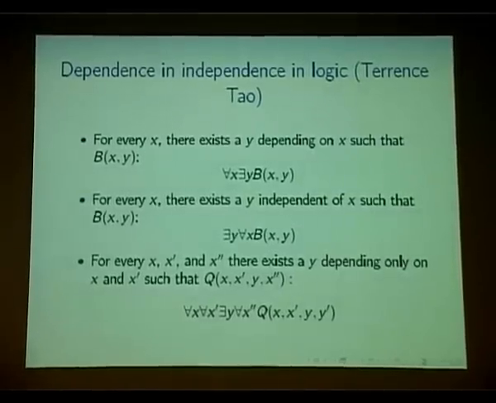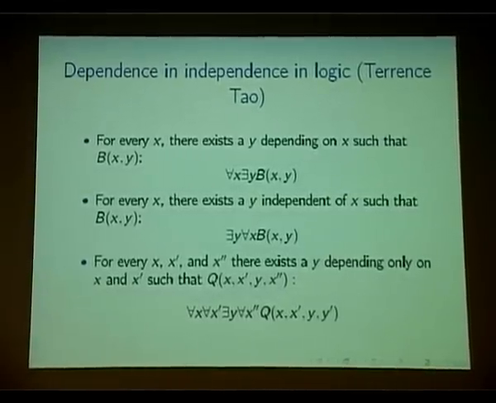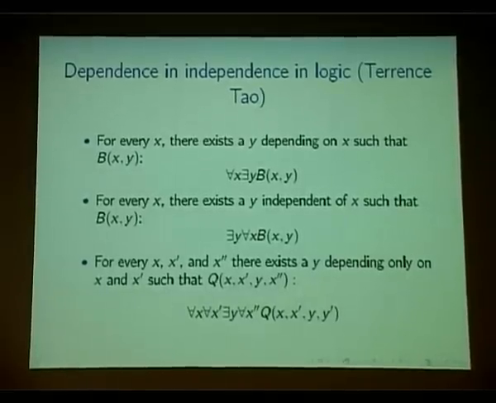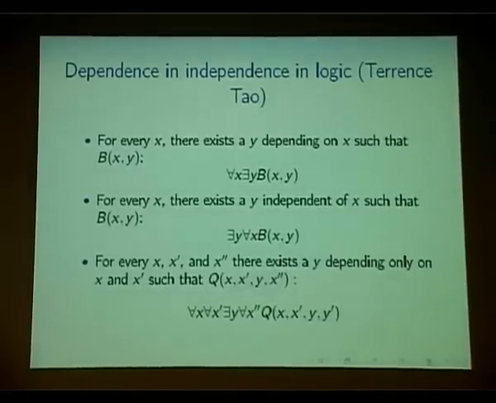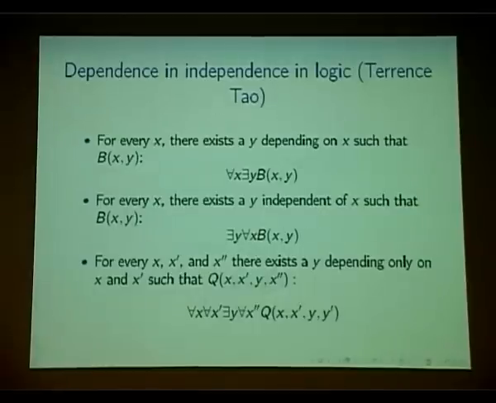We know how in first-order logic we can express statements like these. For every x there is a y, which depends only on x, such that a relation B holds between x and y. We also know how to express for every x there is a y which is independent of x, such that the same relation holds, and we do that by saying there is a y for all x, such that B holds.